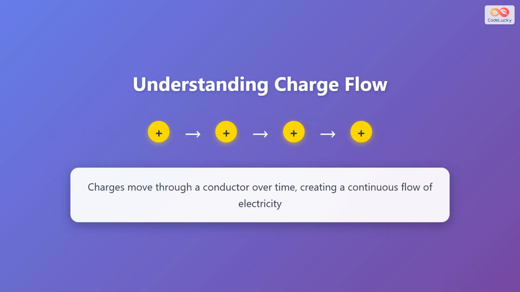To understand electric current, we need to visualize what's actually happening inside a conductor. Electric charges, typically in the form of electrons or ions, move through the material. When we connect a conductor to a power source, these charges begin to flow continuously from one point to another. This movement of charges is what creates the electric current we use to power our devices.